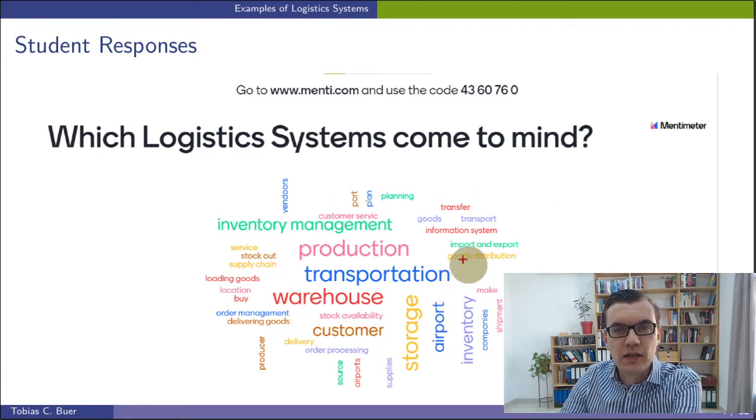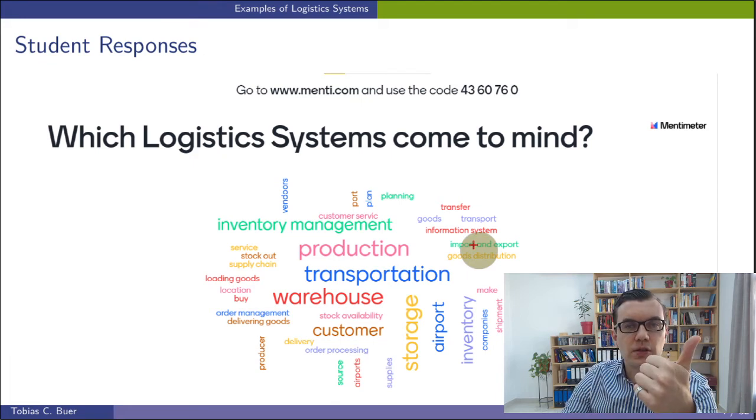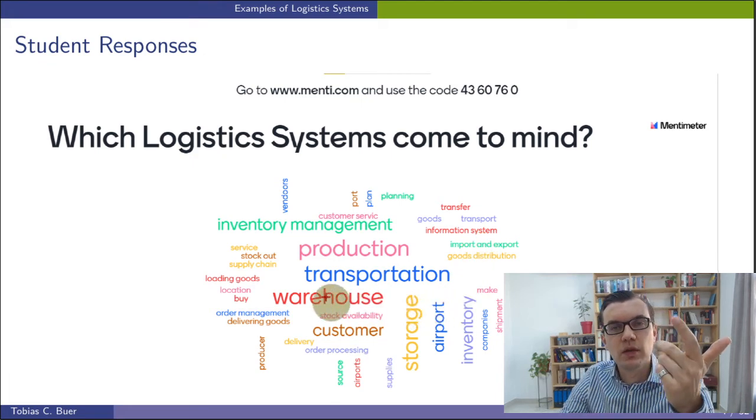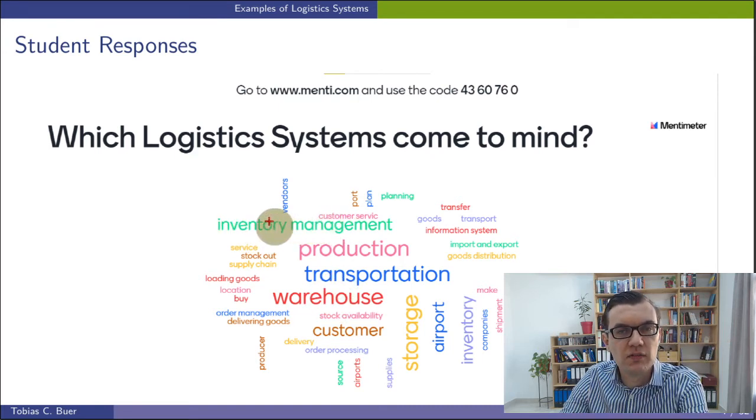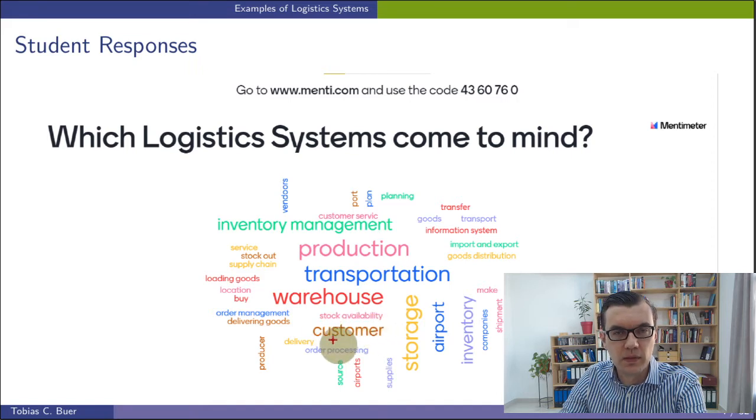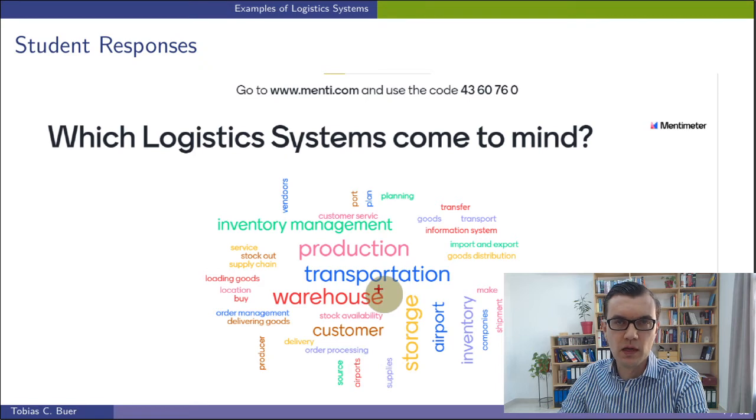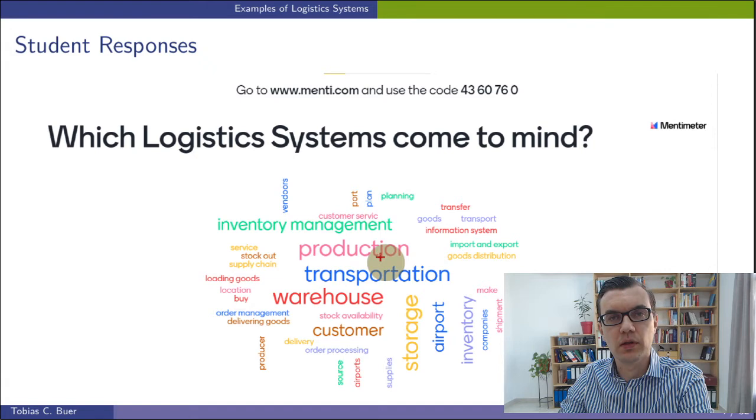You identified rightfully production systems, transportation systems, warehousing systems. Related to warehousing, of course, the problem of managing inventories. The port was mentioned, the airport, seaport, airport, dealing with customers, of course, and so on and so on. So let's go into some more examples of logistics systems.